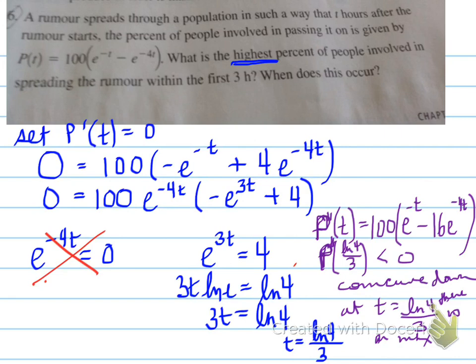We find that there is a max at t equals ln 4 over 3. So, this means that this is when it occurs. You would find a decimal answer for this, and depending on how many places to round it to, your final answer will have the decimal value to 4 places or less.